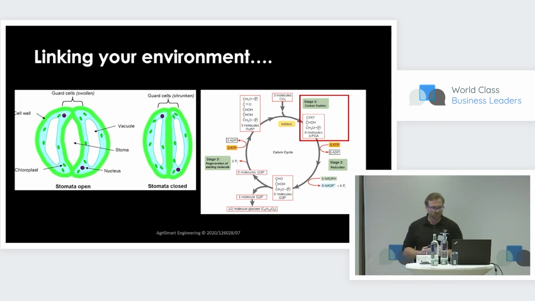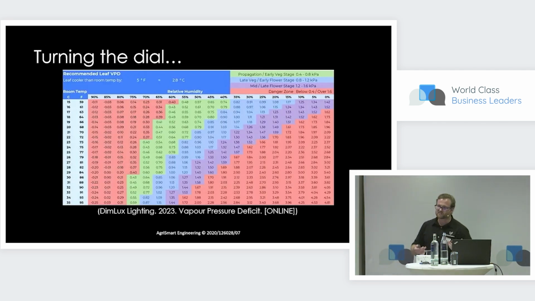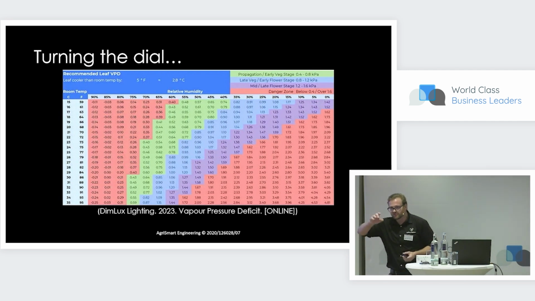Why does this matter? Well, if you look at your Calvin cycle, at that stage 1, it's all about the carbon fixation. Plants are mostly carbon, and they need to fix this carbon to physically build themselves. So if you do not allow for nice open pores, you will have stagnant photosynthetic rates. How does this link to your environment? Well, it's all about turning the dial. Imagine a valve that you open or close, and how that works, the mechanism, is called the vapor pressure deficit. Essentially, a transpiration gradient.